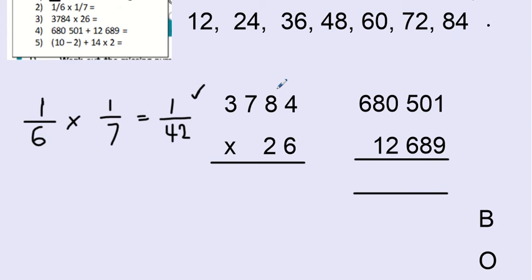Okay, so question 3 then, I've set it up ready here for us because we'll need to use the formal column method. So we've got 3,784 multiplied by 26. So where are we going to start? Absolutely, over here with our ones. So 4 times 6 is 24. 8 times 6 is 48. Add the 2 you've carried. Brilliant. 50.